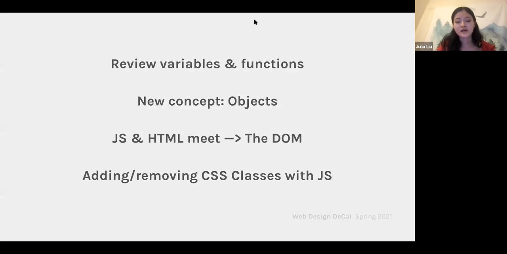So here's our rough agenda for today. First, we're going to review some basic concepts related to variables and functions in JavaScript. Then we'll walk over a new concept, which is objects in JavaScript. Then we're going to cover how to use JavaScript to manipulate the DOM, which stands for the document object model. And finally, we're going to see how we can use JavaScript to manipulate CSS styles. So first, variables and function review.